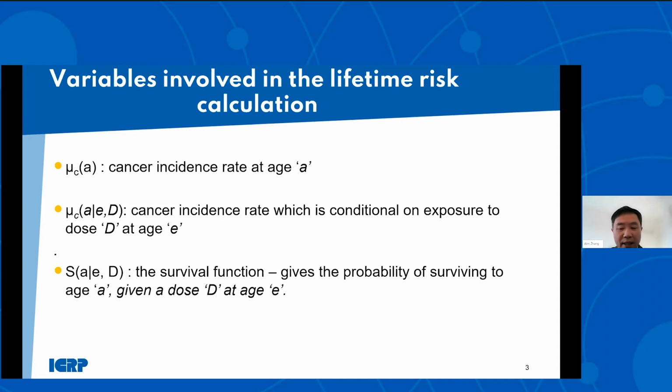The last quantity we need is a survival function. That is the probability of surviving to age A when exposed to dose D at age at exposure E. The survival function can be derived based on all-cause mortality data, cancer incidence and cancer mortality, etc., based on the Kaplan-Meier method.